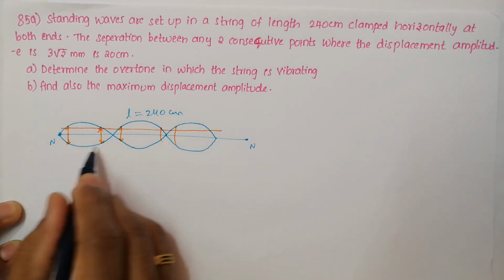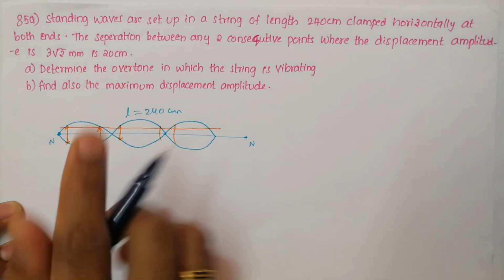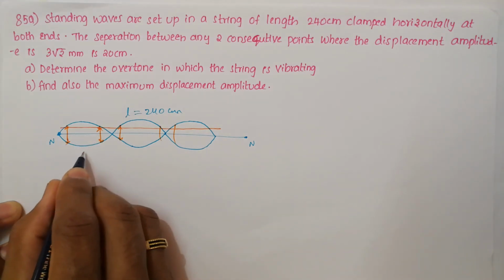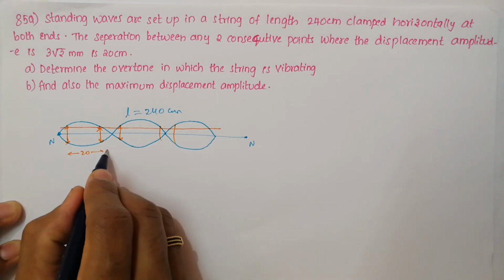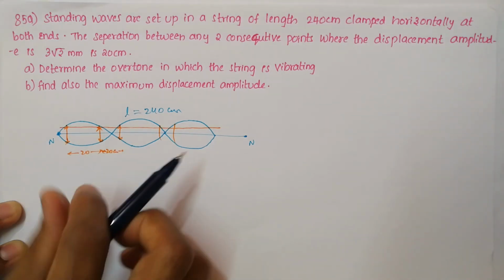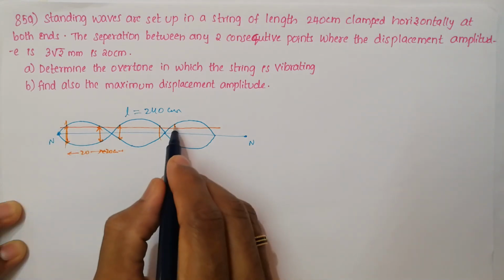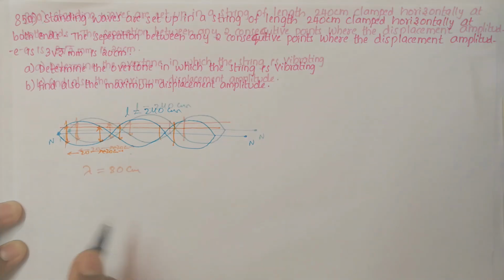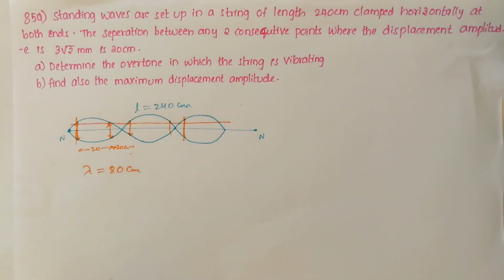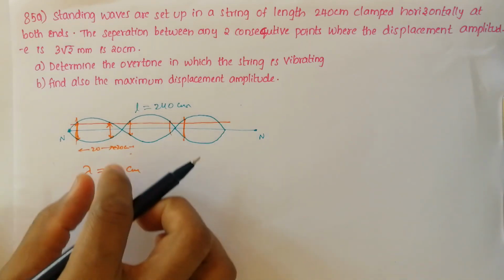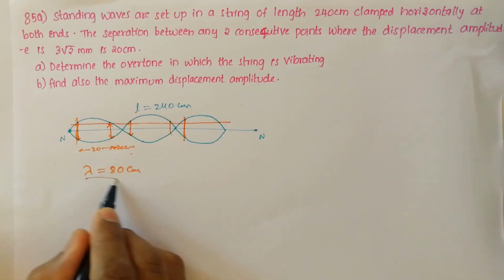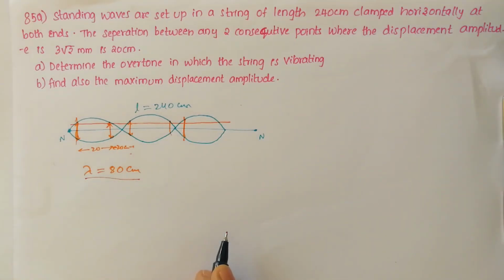Now he is saying the distance between these two is equal and it is 20 centimeters. So this distance is 20 centimeter, and similarly here it is 20 centimeter. So from here to here, the distance will be wavelength lambda. So wavelength is 80 centimeter. So now this part is 20, 20, 20, 20. So we got wavelength to be 80 centimeter.